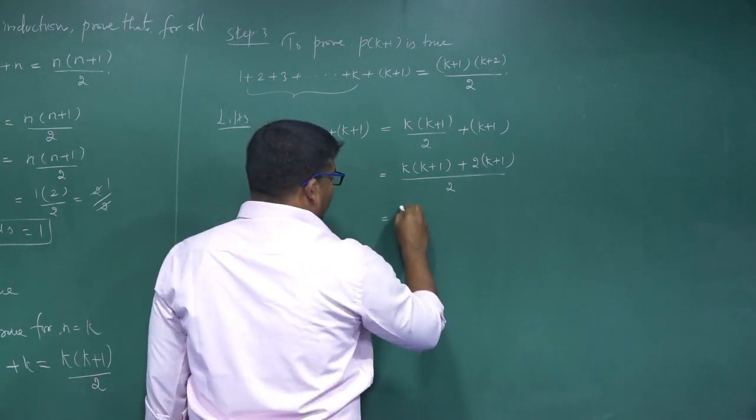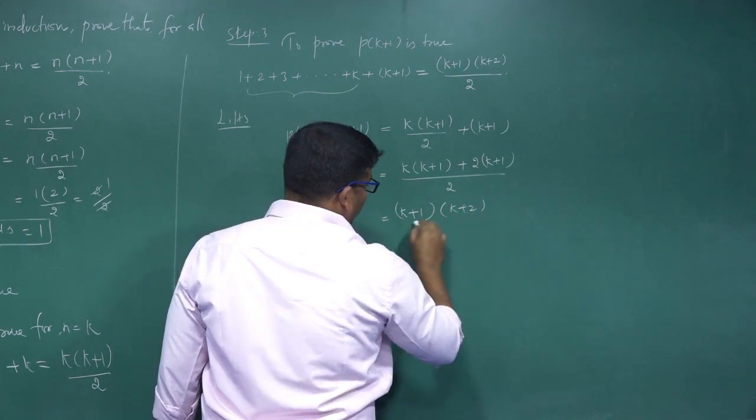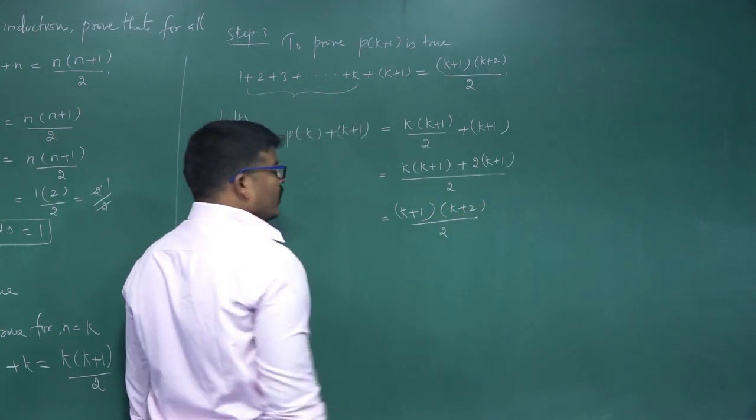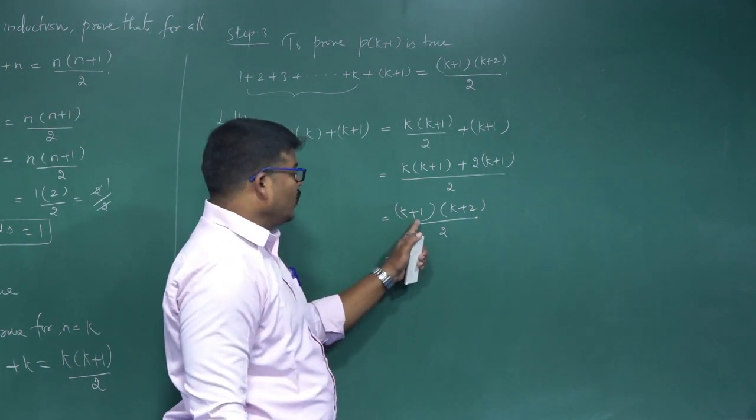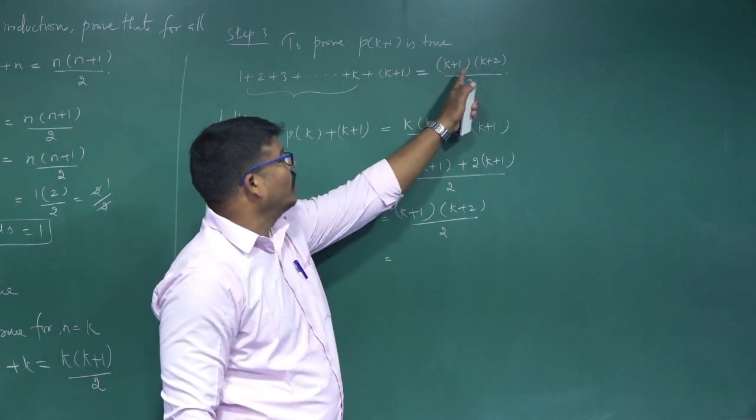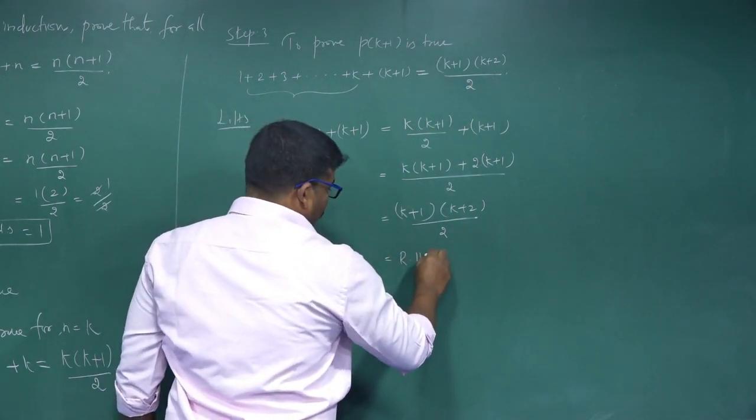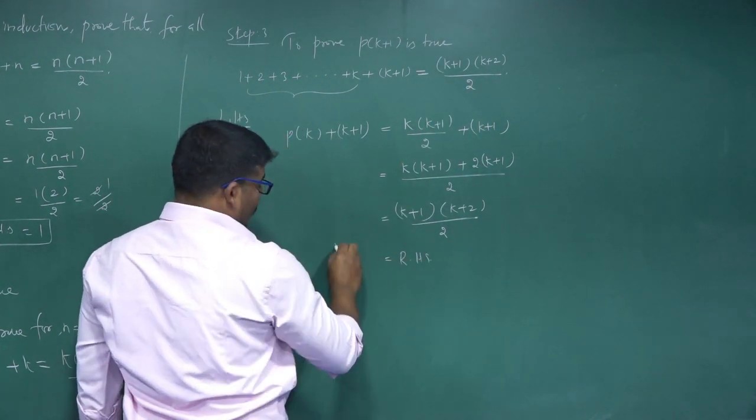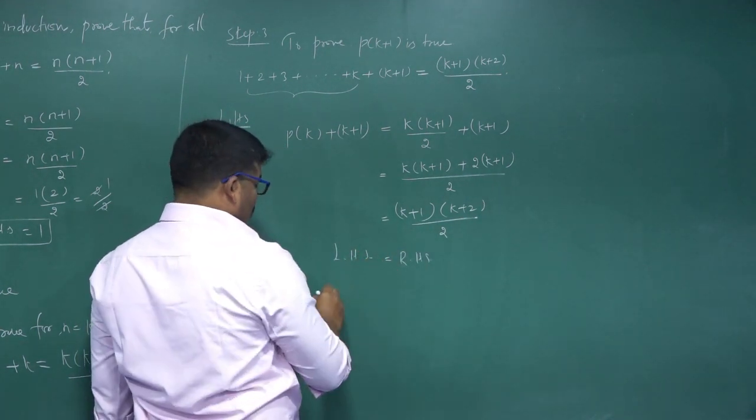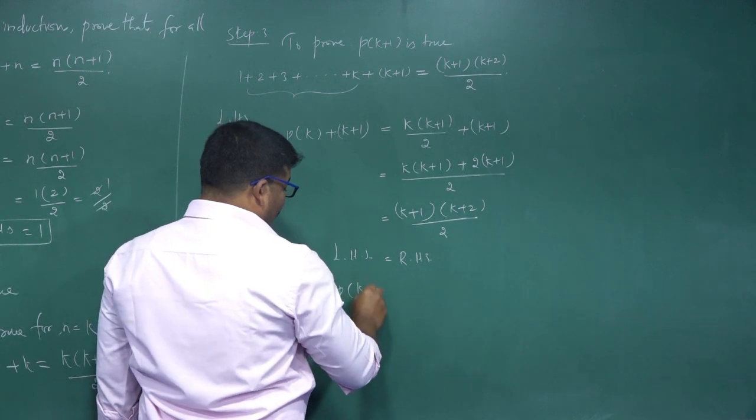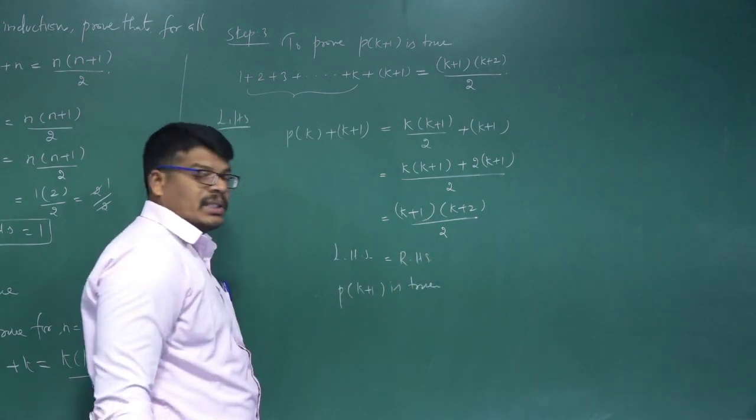k plus 1 is common, taking outside: k plus 1 into k plus 2 by 2. That is equal to k plus 1 into k plus 2 by 2, which is the right hand side, RHS. So LHS equal to RHS. Both are equal. So therefore P of k plus 1 is true.